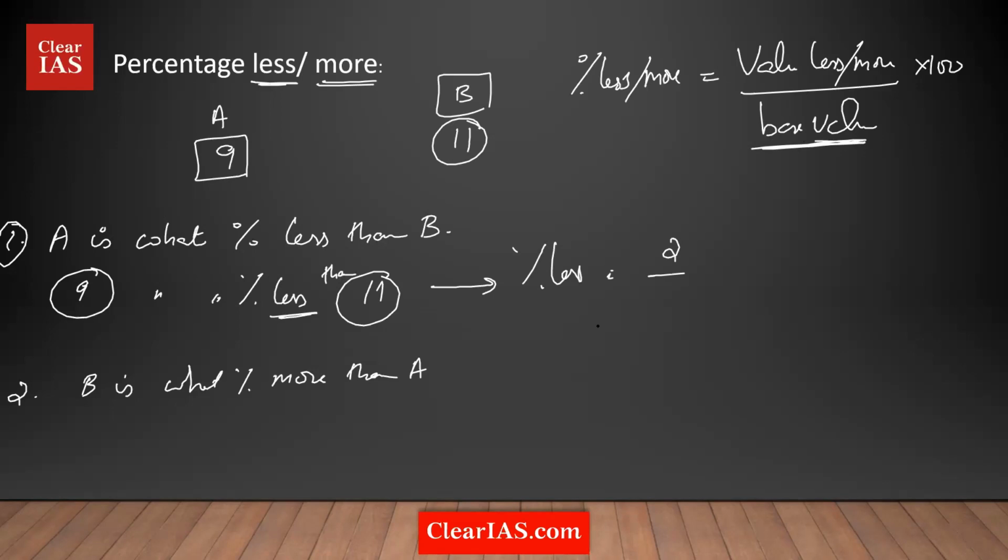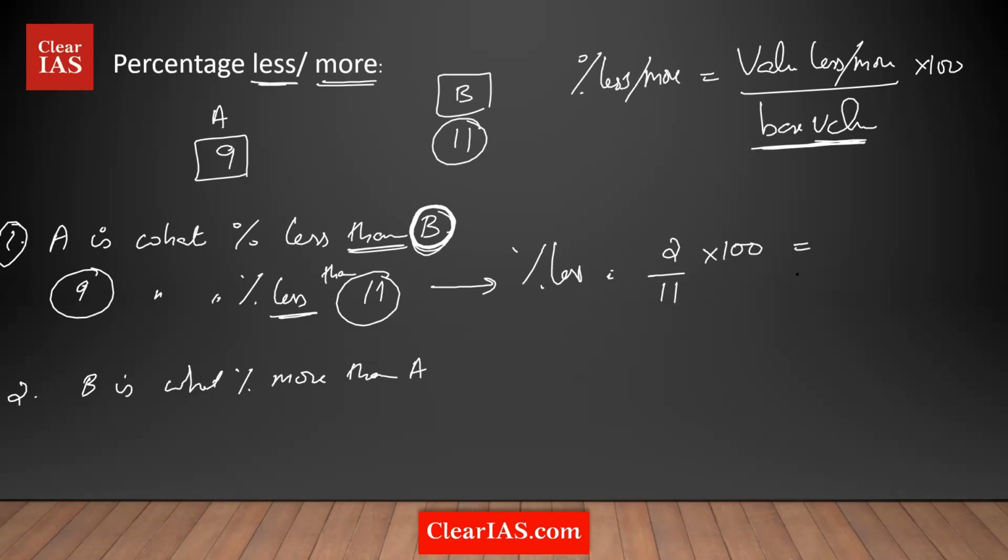What is the base value here? Some of you might be confused whether it's 2 by 9 into 100 or 2 by 11 into 100. There is a shortcut to identify the base value. Whatever comes after "less than", that's what you are comparing with. This is your base value. So your answer is, with base value 11, 2 by 11 into 100.